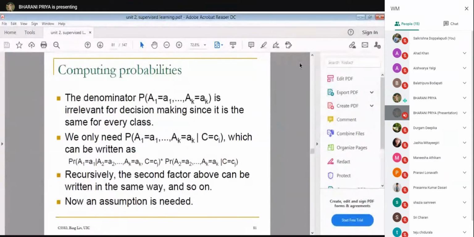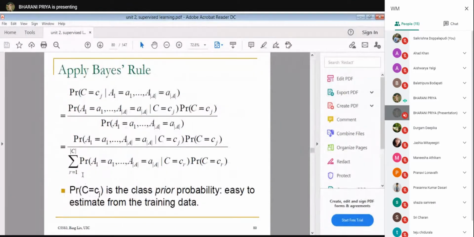So as of now, this is the evidence property, the total number of documents. When you take the total number of documents for each and every conditional probability, it remains the same, so we are considering only the conditional probability and the prior probability.